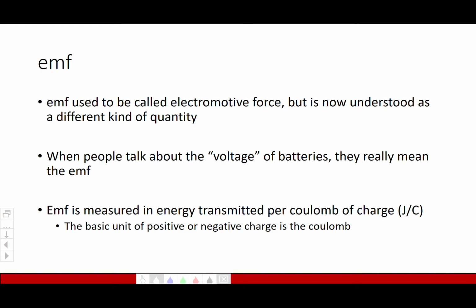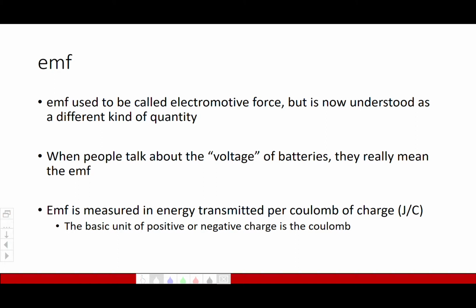The first thing we need to know when we talk about circuits is something called EMF. EMF used to be known as electromotive force, but it's understood as a different kind of quantity than a force. It's not really a force, but I think it's still a good way to think about it. EMF is what drives charge. So we've learned about charge, and when we think about what is actually pushing charge through a circuit, through a conductive material, this quantity we're going to call EMF. It's still called EMF, even though we understand that it's not necessarily a force.